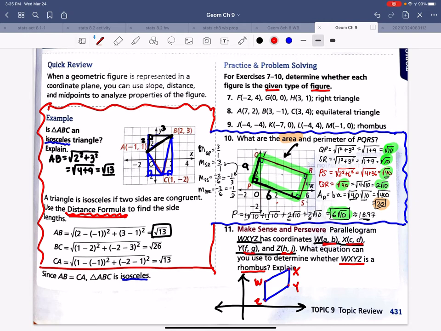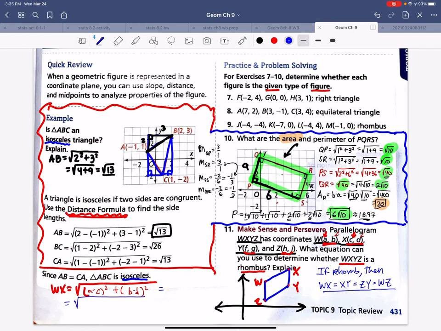Then we can find the distance of WX. It's the square root of the difference in the x values. So I can subtract those two values. Oh, wait, that's C. Subtract the two values, square it, and subtract the two y values, square it, and take the square root. That would have to then also equal, right? If this is a rhombus, then we have to say WX has to equal XY, has to equal YZ, has to equal WZ. All of them have to be equal. So we could set these all equal to each other.